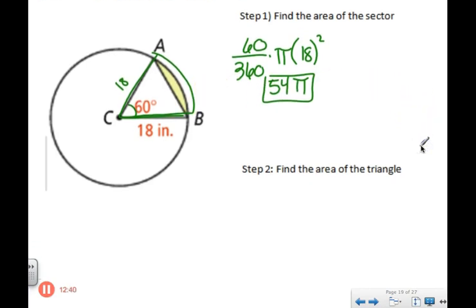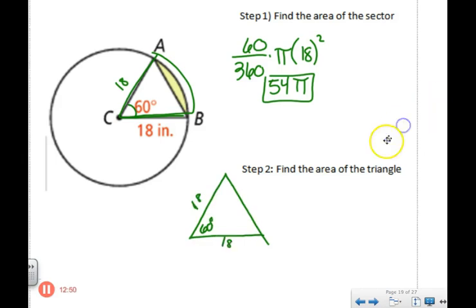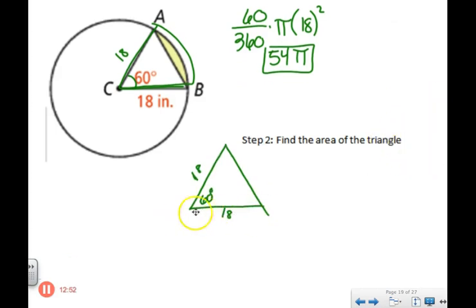So what I'm going to do, I'm going to draw this triangle again so we can kind of get a better picture. This was 60 degrees, and then my two radii were 18. Okay, you have the base of the triangle, right? But we do not have the height. So what you have to do is you need to draw an altitude to find the height of that triangle. Now you get a right angle when you drop it down.